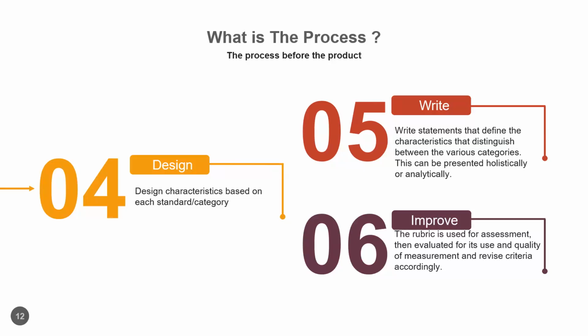Right, so the rubric is used for assessment, then evaluated for its use and quality of measurement, and then revise criteria accordingly. So sometimes you will realize some of the rubric are vague, that your student seems not to be able to get good marks for that. And that's not the fault of the students, but more the fault of when we were doing the rubric, we didn't understand exactly what the criteria are.